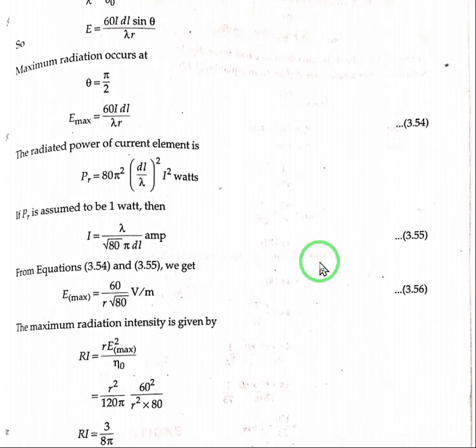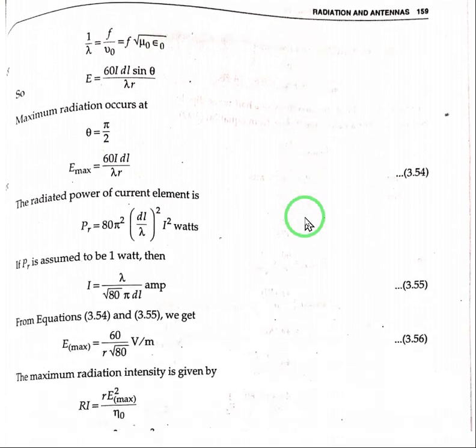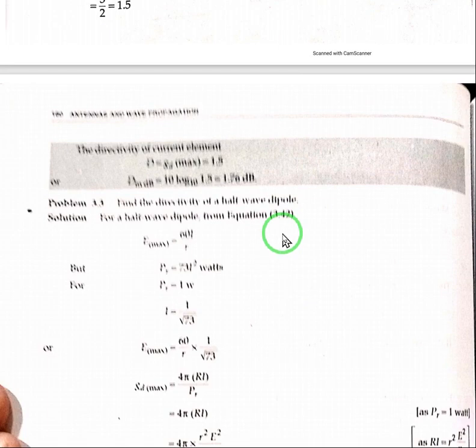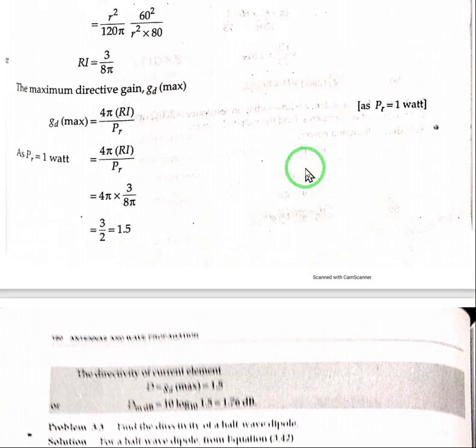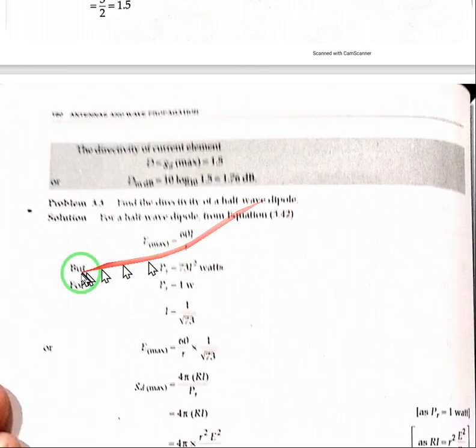So in this question, we have used the formulas discussed in the last chapter for the Hertzian dipole and found the directivity of the current element, which has already been derived. We have just proved it here by putting in some assumptions and constants. Okay, going forward to the next question.